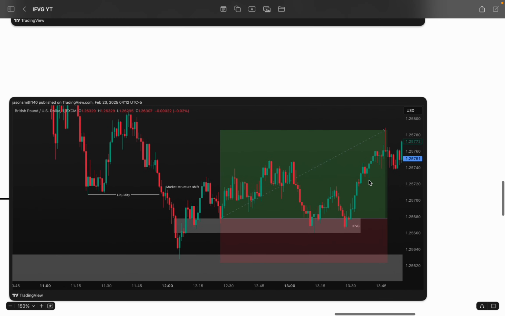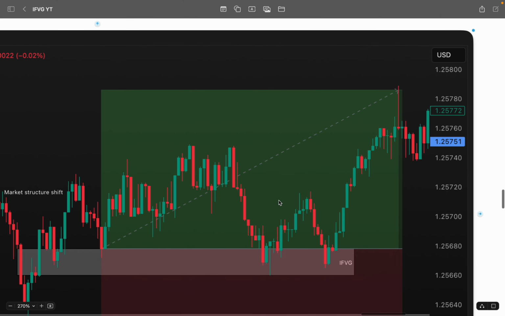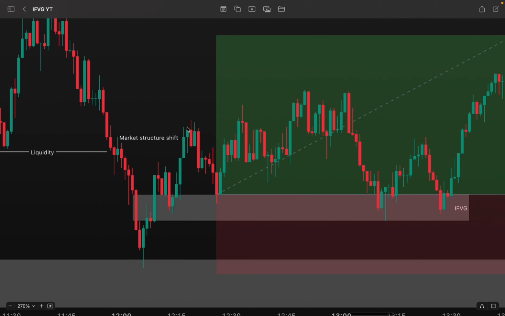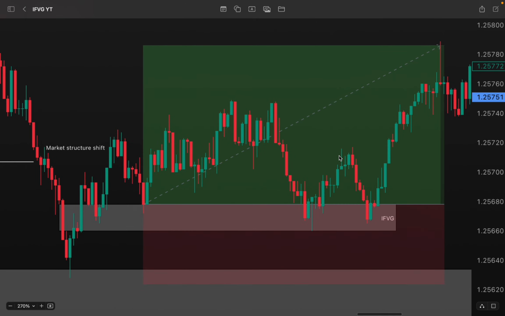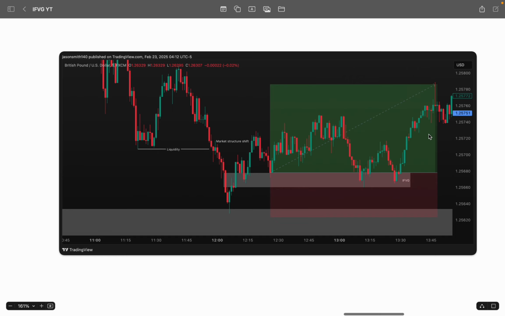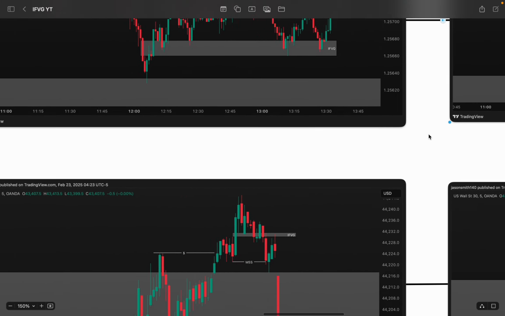So here you can see price broke this market structure shift, placed my entry right over there, let price roll out, and there we have our 1 till 2 risk reward trade. Let's go to the next example.